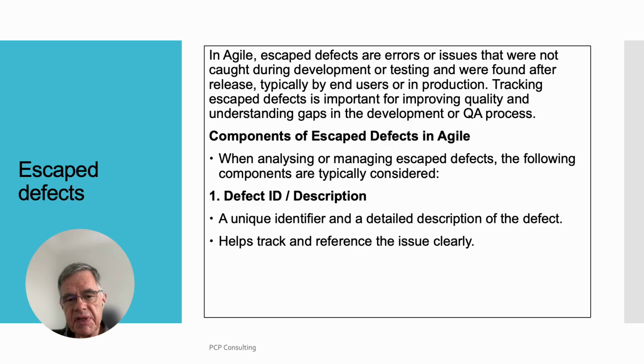Components of escape defects in Agile. When analyzing or managing escape defects, the following components are typically considered: defect ID and description, a unique identifier and a detailed description of the defect. Helps track and reference the issue clearly.